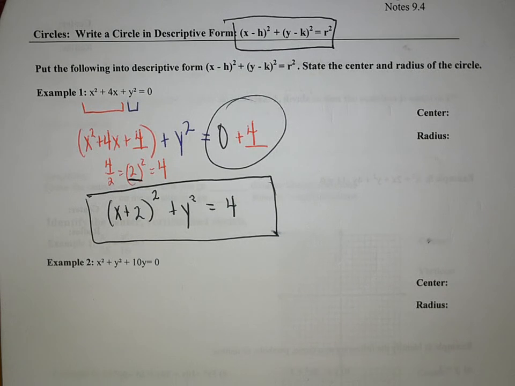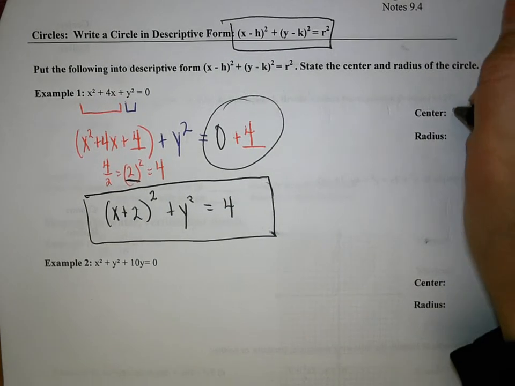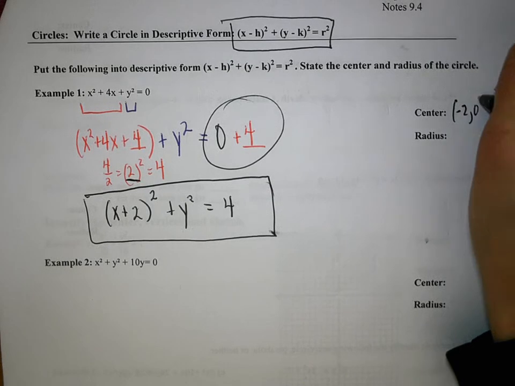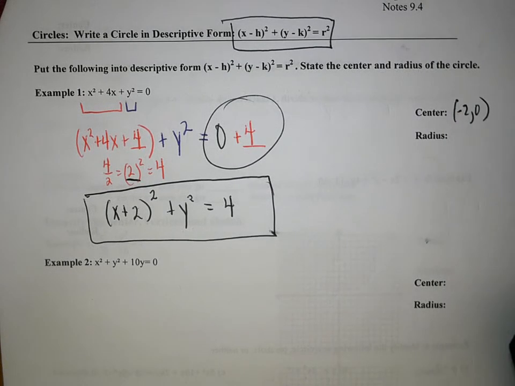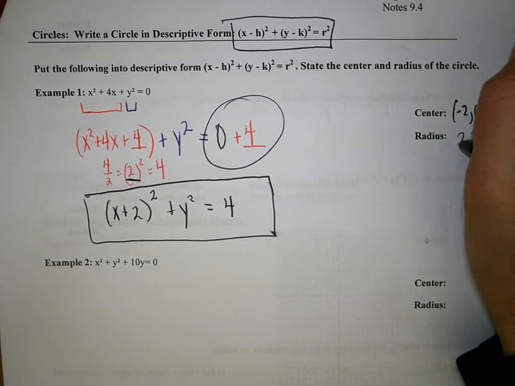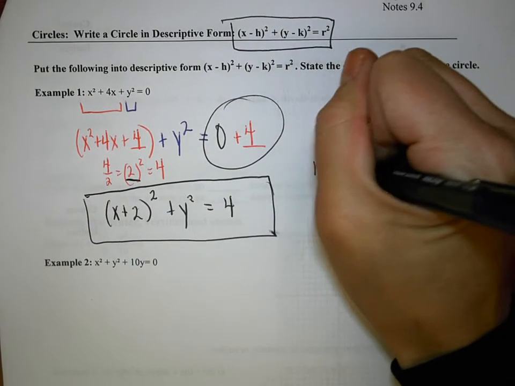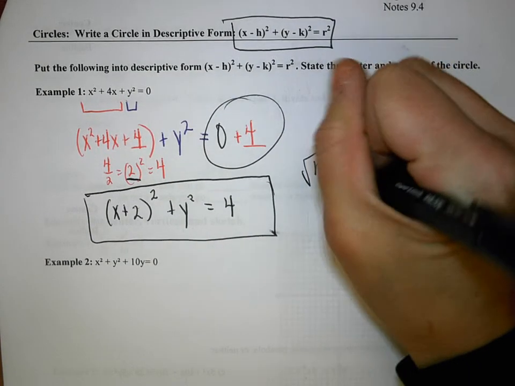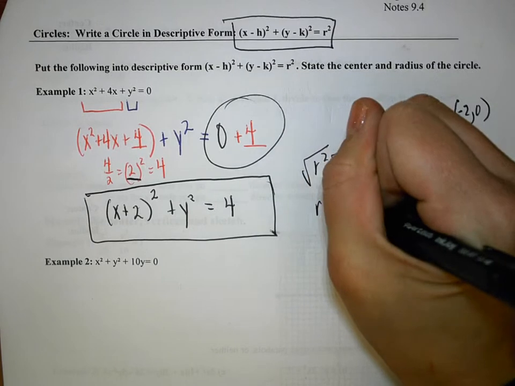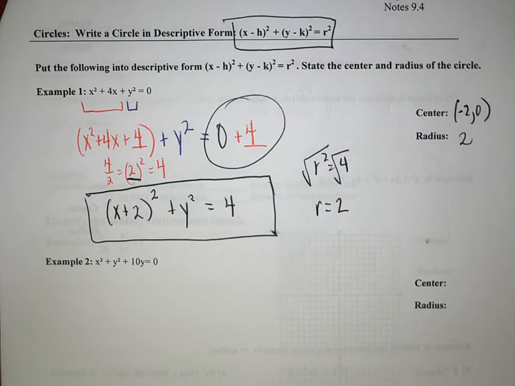So this is my equation in descriptive form. And then what is my center? Good. -2, comma 0. And then what is my radius? 2. Remember, this number is r squared. So if I go r squared equals 4, in order to find r, we take the square root of both sides. So r equals 2.